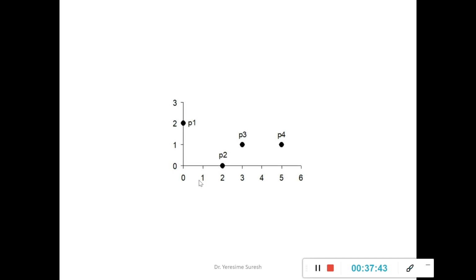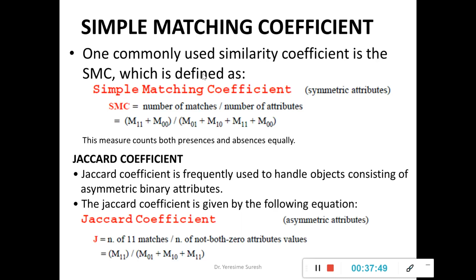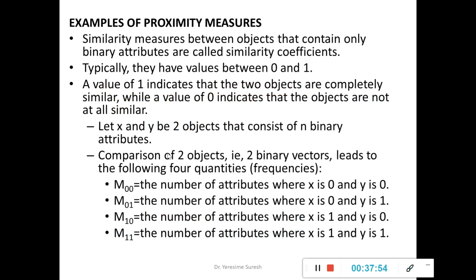That is how your Euclidean distance concept works. Next we will see some more examples of your proximity measure, wherein we will be defining your simple matching coefficient as well as Jaccard coefficient.